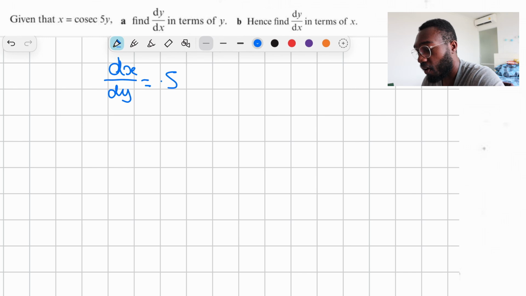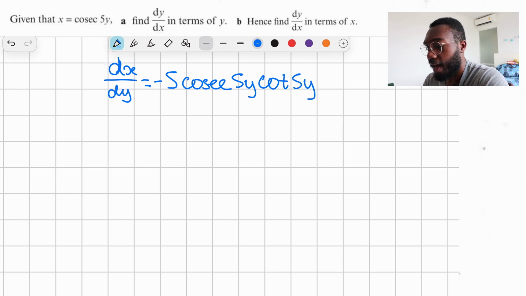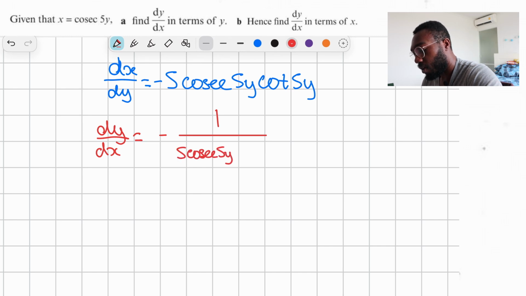So we get minus 5 cosec 5y cot 5y. Okay? And now that we have this, if we want to find dy over dx, we can just flip both sides. Therefore, we end up with dy over dx is equal to minus 1 over 5 cosec 5y cot 5y.